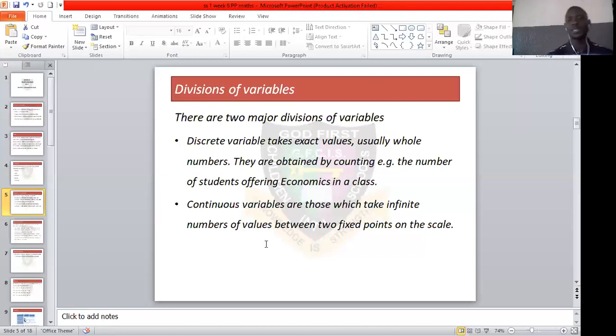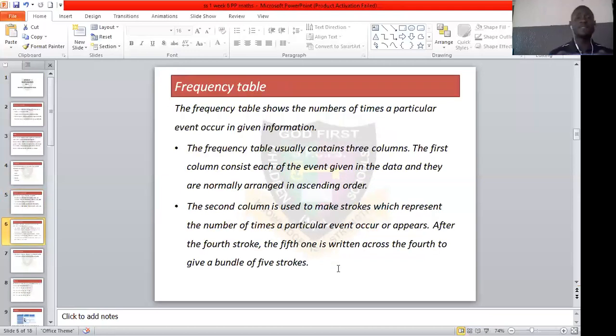So let's go to frequency table. So this is where we start from. Our frequency table shows the number of times an event or a variable occurs in a given information. The number of times an event or a data occurs in a given information. That's why you have a frequency table. When you have your variables, how many times does this variable occur? How many times does this occur?